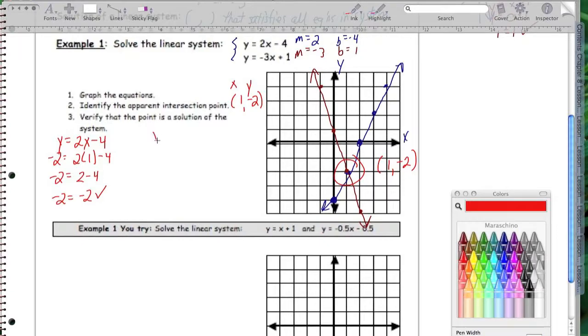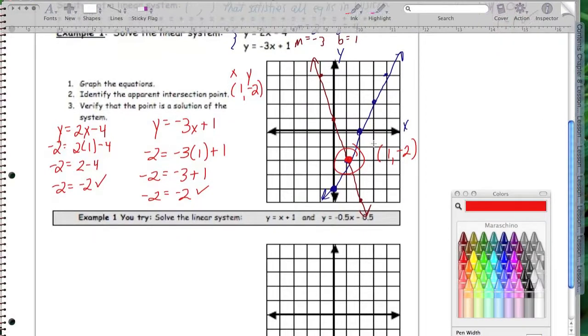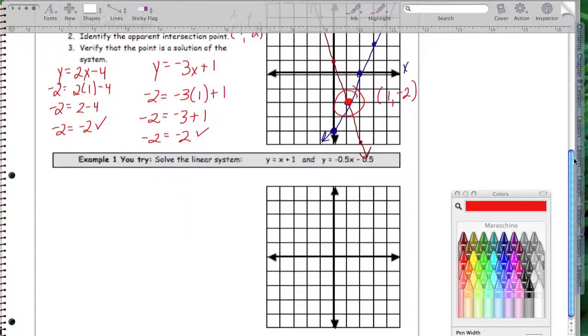Now I'm going to check my second equation, y = -3x + 1, again substituting in the same point because that's the one we're saying is the solution to the system. I get negative 2 equals negative 3 plus 1, negative 2 equals negative 2. So this again is a solution, which we can see by the graph. It follows both lines cross through that point. So our solution to this linear system is (1, -2). There can't be any other points because there's no other points where they're going to cross.